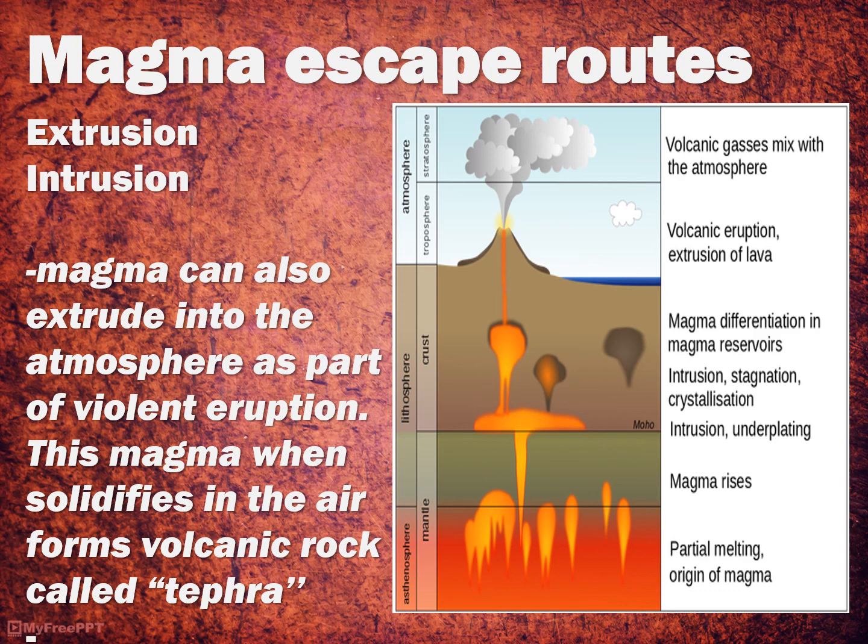The magma escape routes. Magma can also extrude into the atmosphere as part of a violent eruption. This magma, when it solidifies in the air, forms volcanic rock called tephra. Okay? So these tephra are those na nag-erupt from our volcanoes, and then when it reaches out to our atmosphere, nag-solidify siya. So remember, it is molten rocks na medyo kalat-kalat.